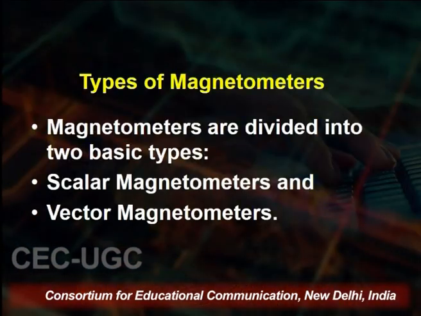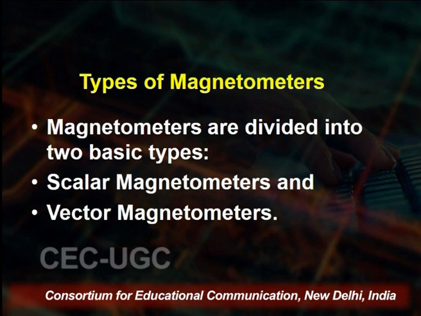How many types of magnetometers are there? Magnetometers are divided into two basic types. First is the scalar magnetometer and second is the vector magnetometer. The scalar magnetometer measures the scalar value of the magnetic flux intensity with very high accuracy, and these are again differentiated as proton precession, Overhauser effect, and ionized gas magnetometer.